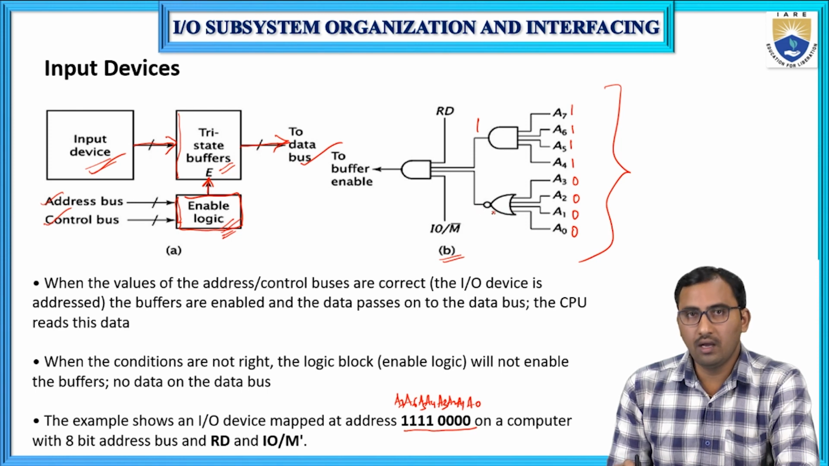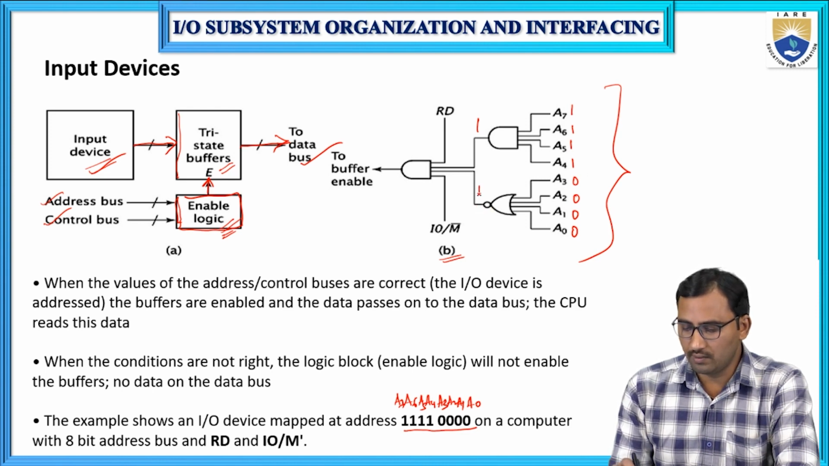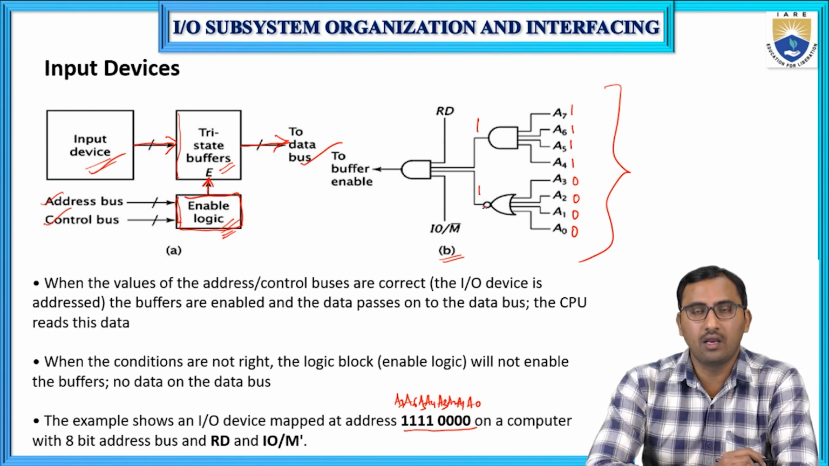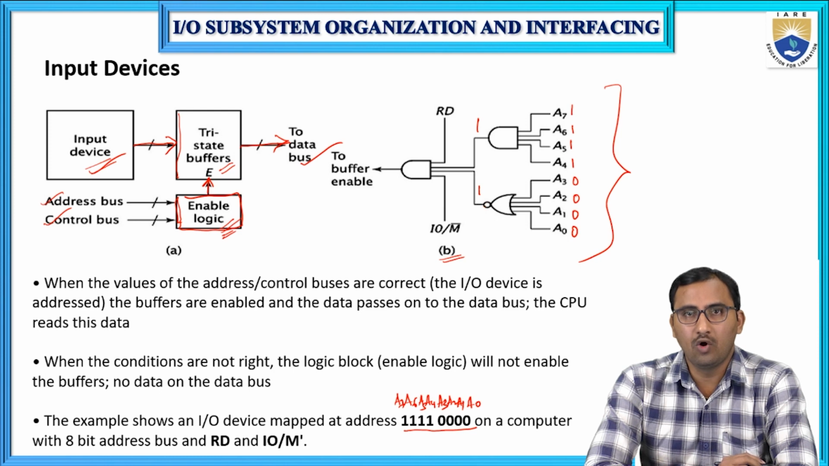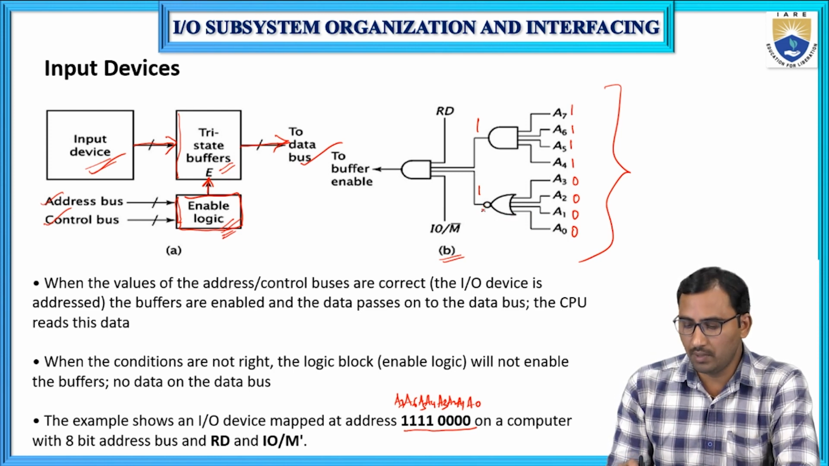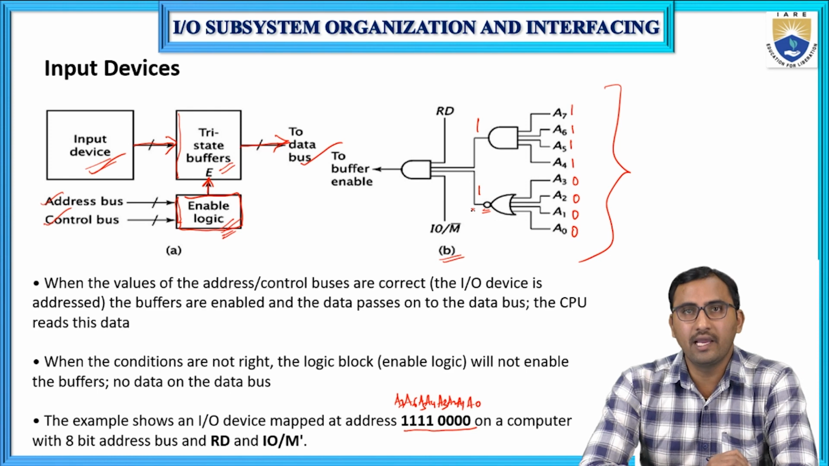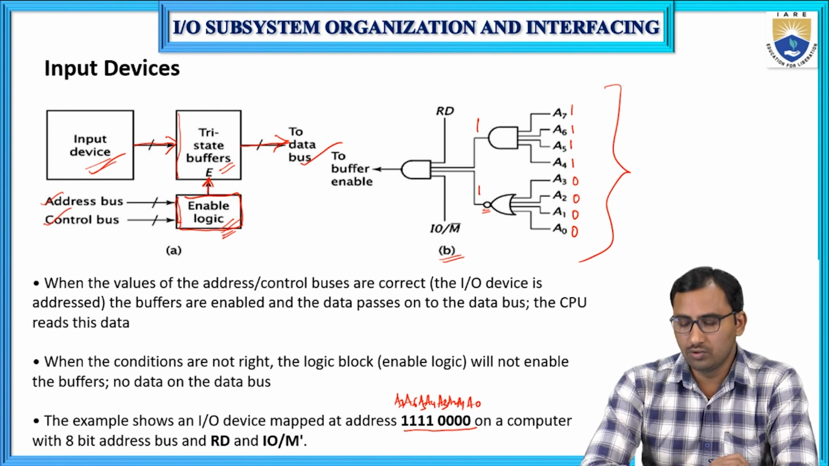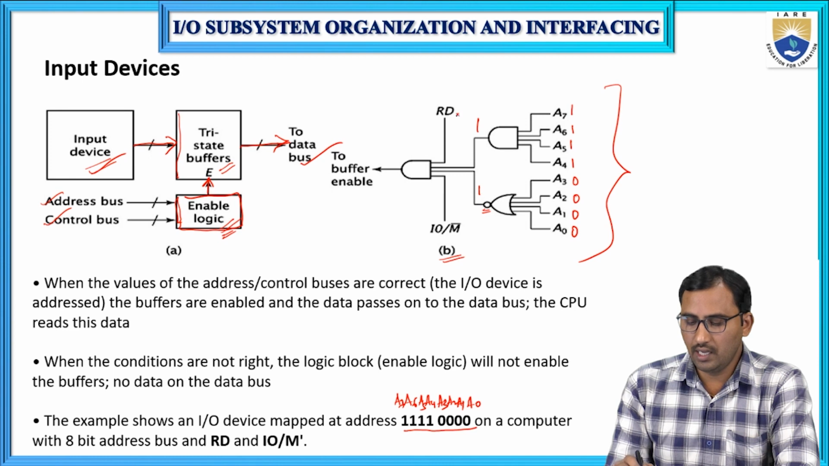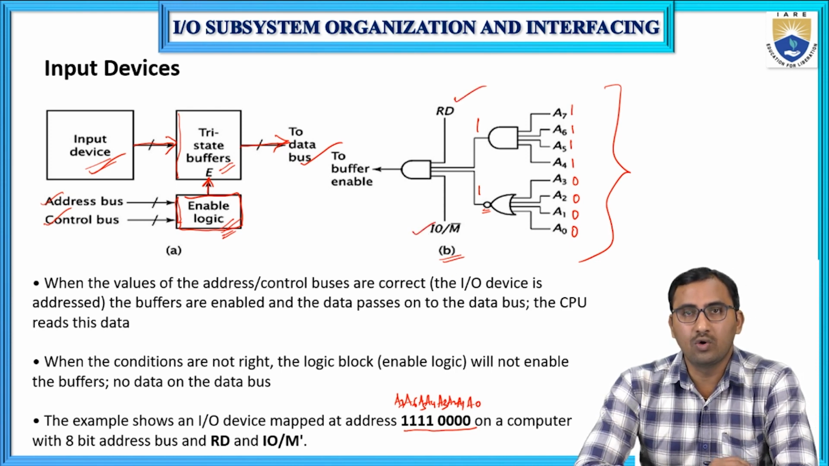Similarly, the output of the NOR gate is 1. Suppose you consider an OR gate, the output of the OR gate is 0. But here a bubble is there. A bubble indicates the inversion operation, the NOT operation. So 0 becomes 1. And here 2 control signals are there. These address lines are the address bus, and these, read and IO bar, 2 signals, constitute the control bus.